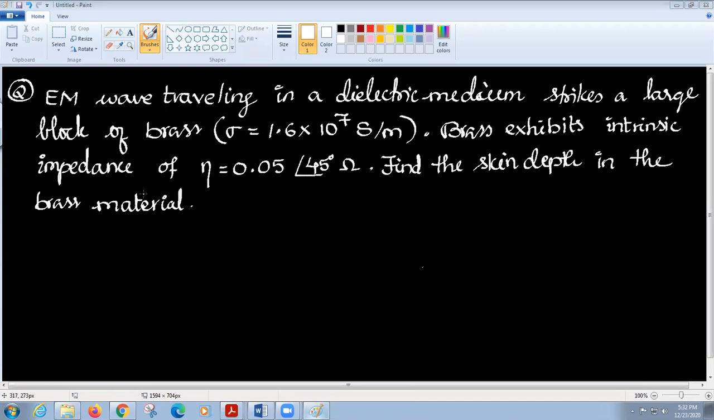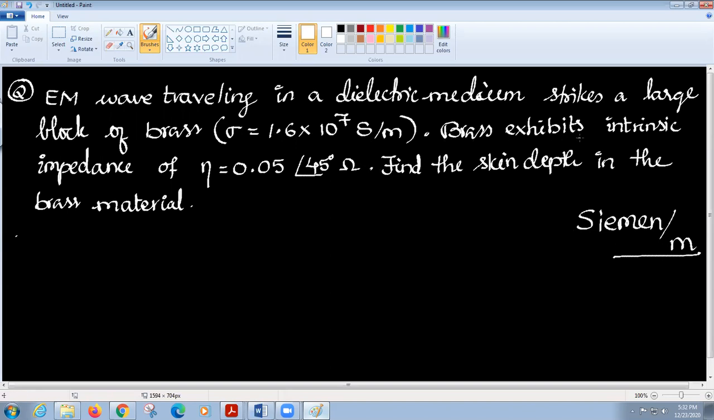So good morning. You have a problem based on skin depth. An electromagnetic wave traveling in a dielectric medium strikes a large block of brass, and the conductivity of this brass material is given by 1.6 × 10^7 Siemens per meter. These are the units of conductivity sigma.